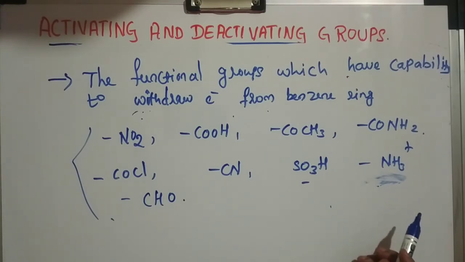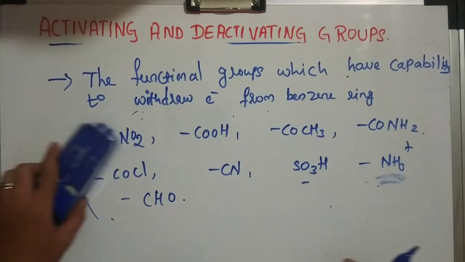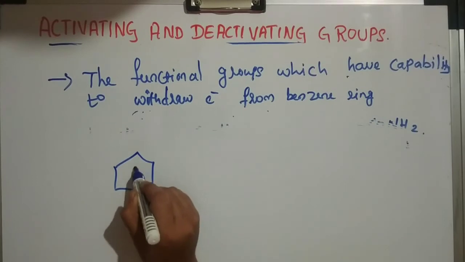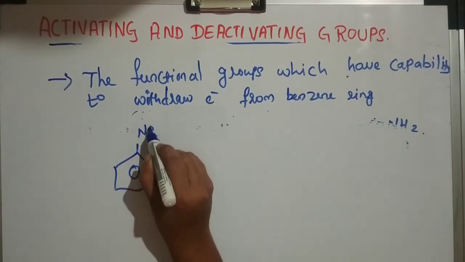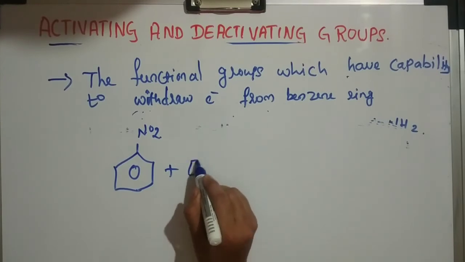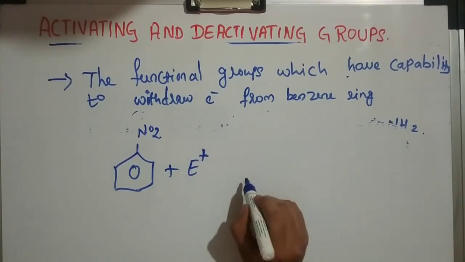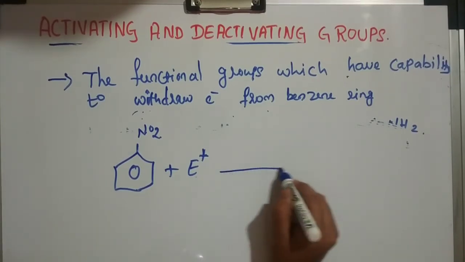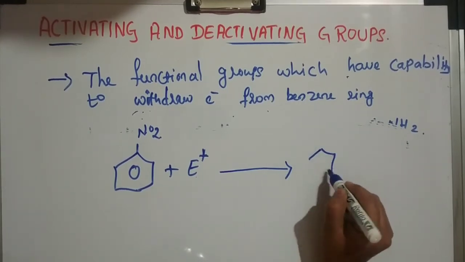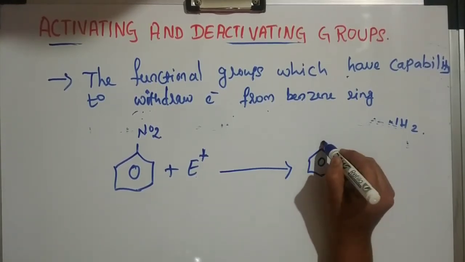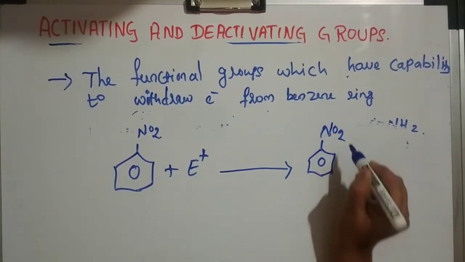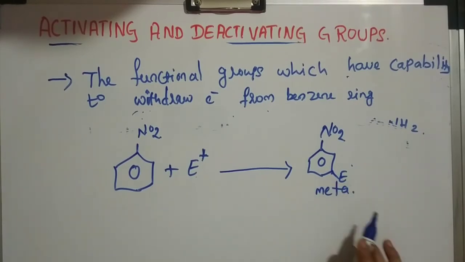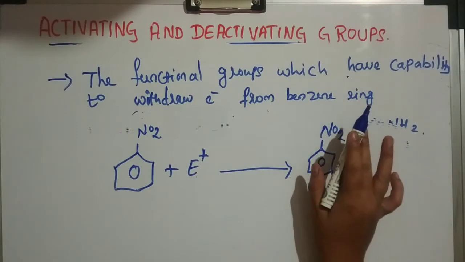So what happens here? Just like the other example, we can take an example. Here we have this benzene ring with NO2 on it. Electrophile is attacking, or electrophilic substitution is taking place. The reaction is taking place. So what will we get? Here only in one position, that is the meta position. The electrophile will take the meta position. So this is about activating and deactivating groups.